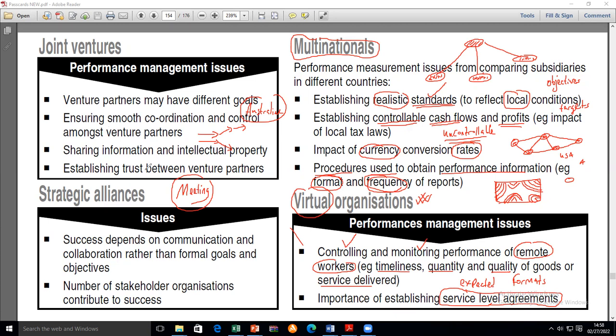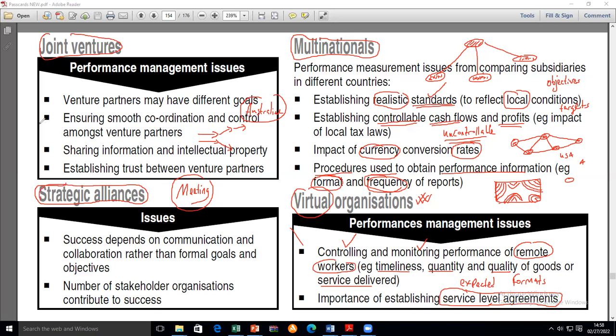Somebody has asked, what's the difference between a joint venture and a strategic alliance? A joint venture is a lot more permanent. This one is a fairly loose arrangement.